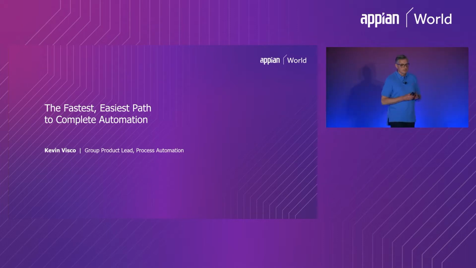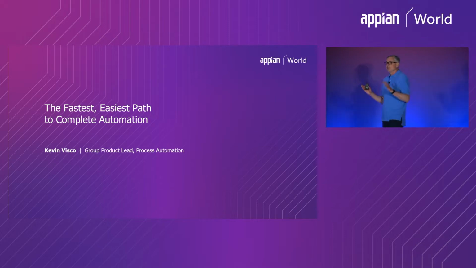Today we're going to talk about three objectives. The first is we're going to talk about some process automation trends, and that's leading us to the idea of complete automation. Then we'll talk about what complete automation is, how we define it at Appian, and the context of that. And then we'll do a showcase of complete automation capabilities within Appian. And it truly is a showcase.